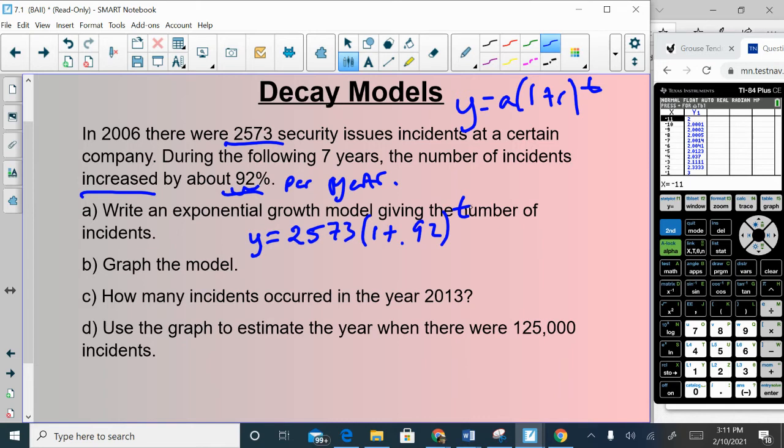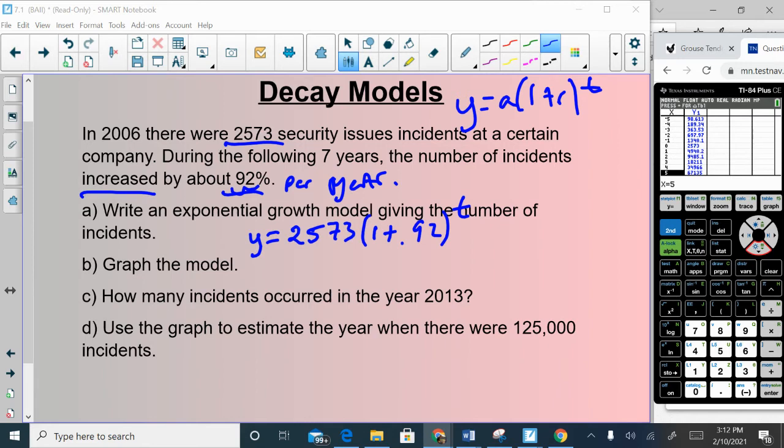So if we wanted to graph this model, we could go ahead and type this into our calculator. 2573 times 1.92, close parentheses, to the power of T, or X, we can just use. Now, we haven't had much experience messing with the window of our calculator, but if I just push graph, we don't see very much of this graph. That's kind of annoying. What I can do is I can push second and then table, and I can still plot the points, and you guys can do a good job of changing your scale and making it work.